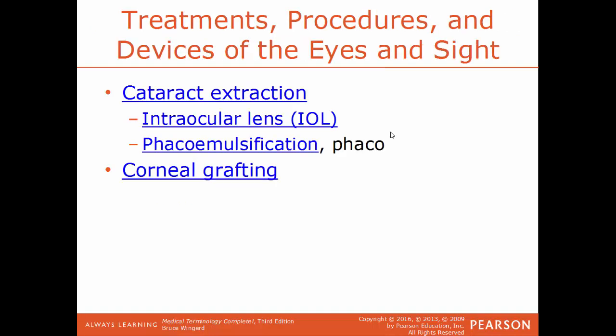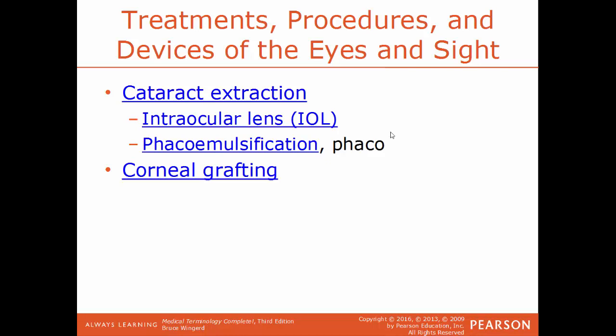Alright, our next term, cataract extraction. As the lens becomes more and more clouded over, more and more opaque, one of the ways to correct this condition is to take out or extract the cataract and extract the lens. But when you do that, you need to replace it with something. Which leads us to our next term, IOL, intraocular lens. This is implanting of an artificial lens within the eyeball.